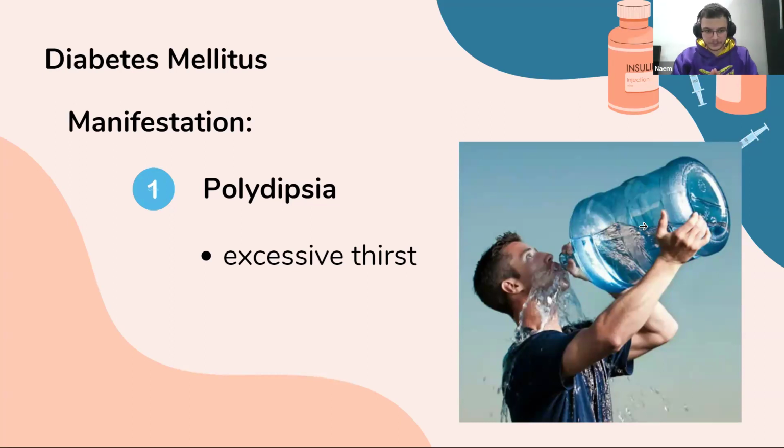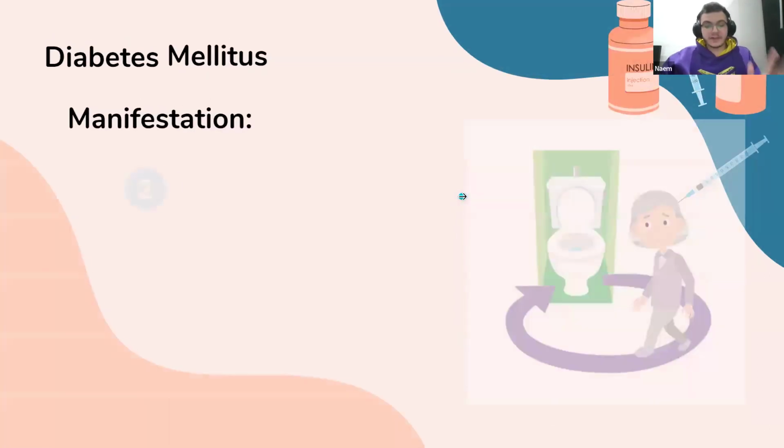Is this clear? So the first symptom is polydipsia, and it's basically because we have high levels of glucose in the blood, which increases the blood osmolality. Any question about the first symptom and why it appears? But let's move to the second one.